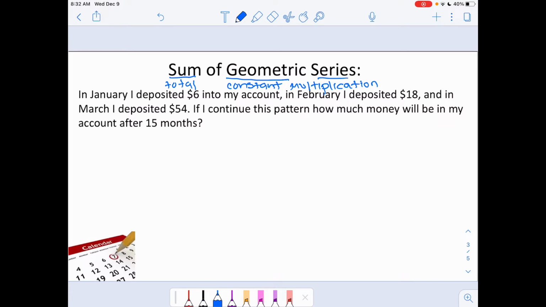In January, I deposited $6 into my account. In February, I deposited $18 into my account. And then in March, I deposited $54. If I continue this pattern, how much money will be in my account after 15 months? Now we could sit there and calculate how much I'm depositing each month, how much I deposited in April, May, etc., and then add them all together. Or we can just use this formula.